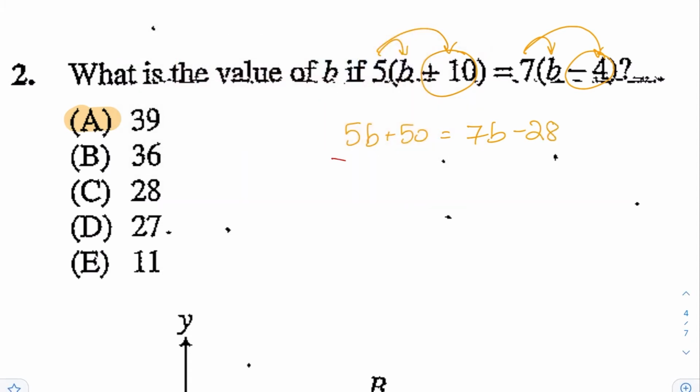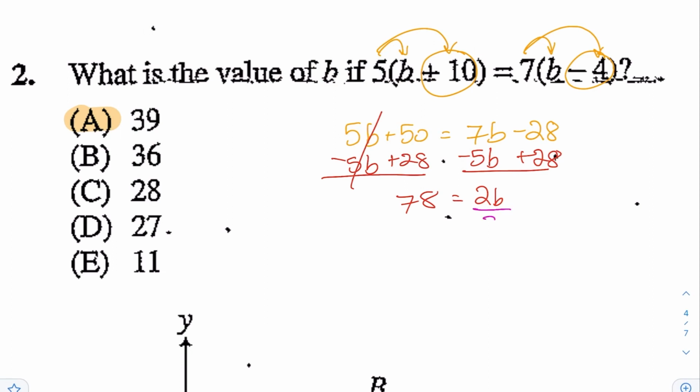To solve for b, you subtract 5b on both sides, so that b is to the right. And you have to add 28 on both sides. That'll give you 78 is equal to 2b. For the last step, you divide by 2, and you get that b is equal to 39, which is choice A.